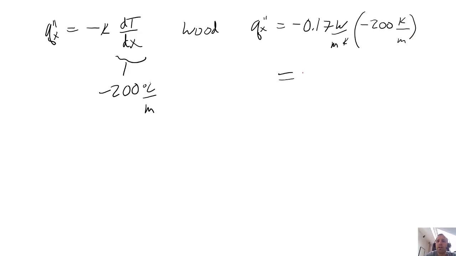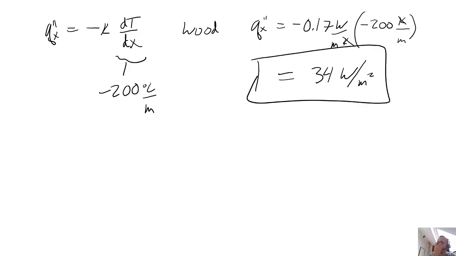So when we do that calculation, notice that this becomes a positive number because we have two negatives in there. We get that the flux through our wood wall is 34 watts per meter squared. Notice that Kelvin cancels out and we get watts per meter squared. So for the wood wall, we are losing heat at a rate of 34 watts for every meter squared of our wall. So is that a lot or not a lot? Well, let's compare that to the steel wall.